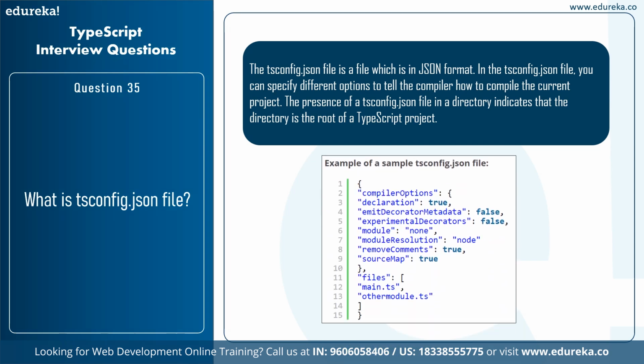Now here is an example of a sample tsconfig.json file. So here we have different compiler options like declaration, then we have emit decorator metadata, experimental decorators, module resolution, remove comment, source map, etc. So these are basically different components of the tsconfig.json file.